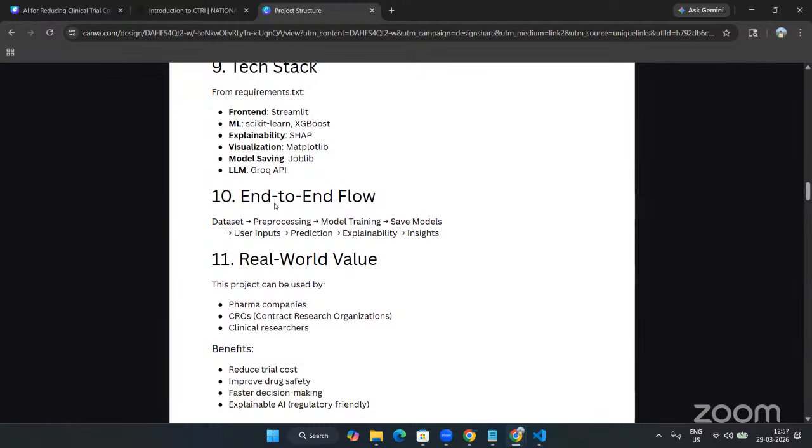So the end-to-end workflow is: we have the data set, pre-processing of the data, model training, save the models, get the user input, prediction, and then explainability and insights. So this is the end-to-end workflow of this project.